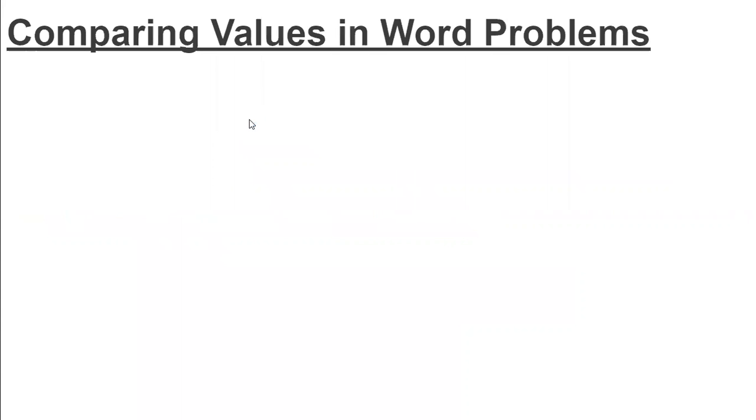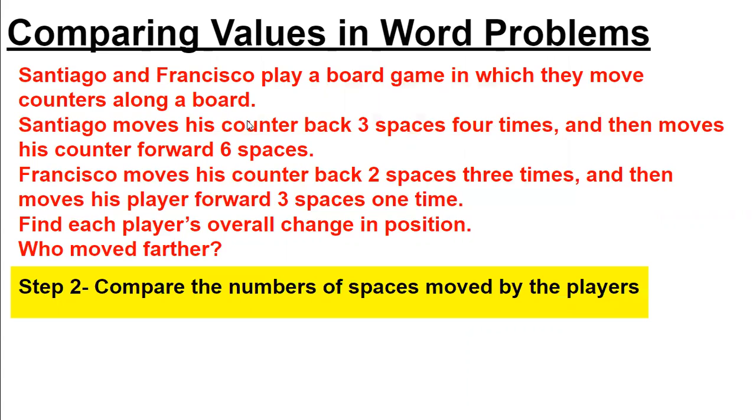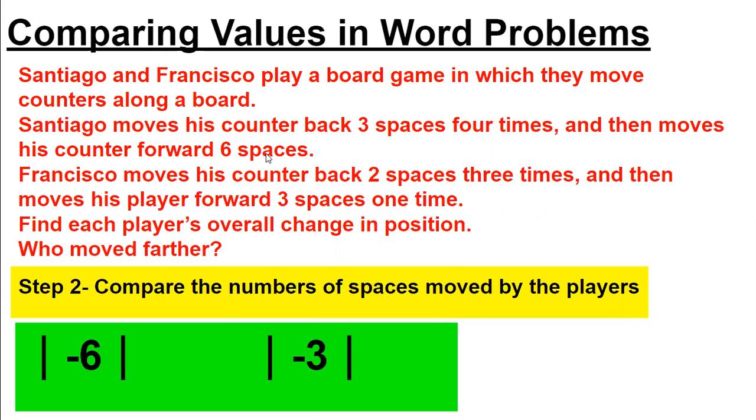Moving on. Here's the same word problem. Step 2 is to compare the number of spaces moved by the players. What did we have for the answer? We had the absolute value of -6 for Santiago and -3 for Francisco. Which one is a bigger value? What does the absolute value mean?